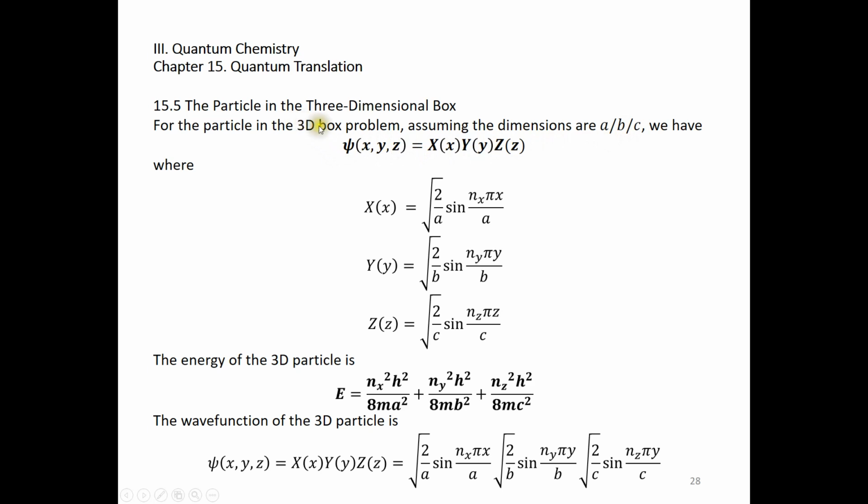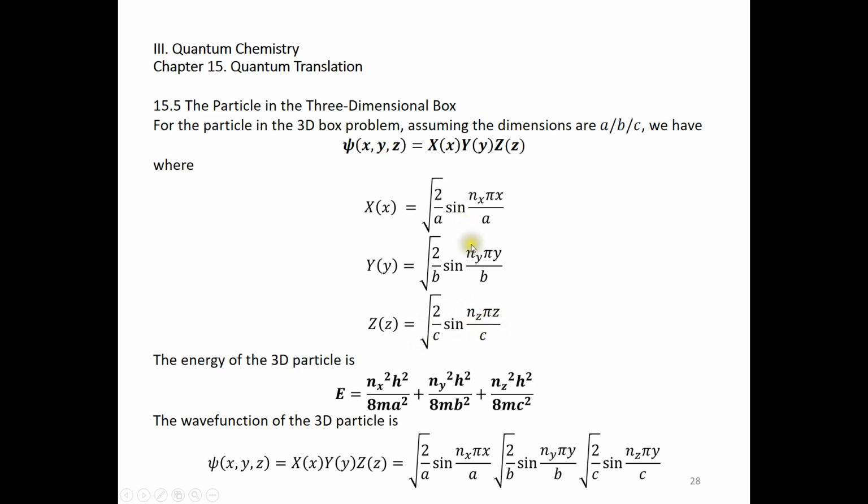of the 3D particle. It's the product of a function of x, a function of y, and a function of z. The x function is the square root of 2 over a sine n pi x over a. The function of y is the square root of 2 over b sine n pi y over b. The function of z is the square root of 2 over c sine n pi z over c.